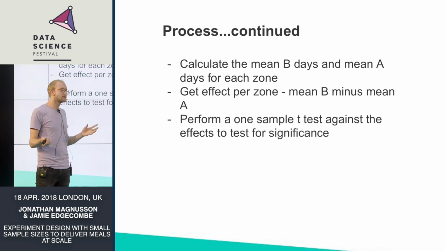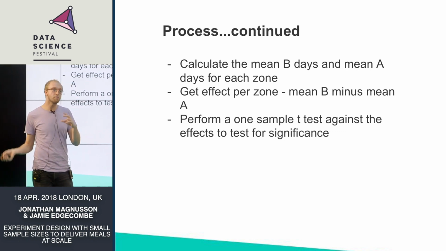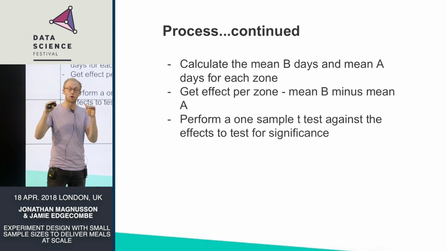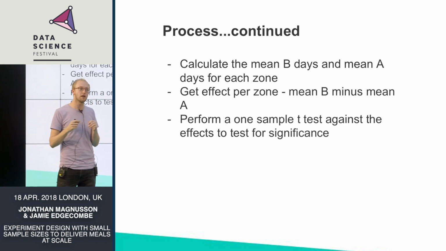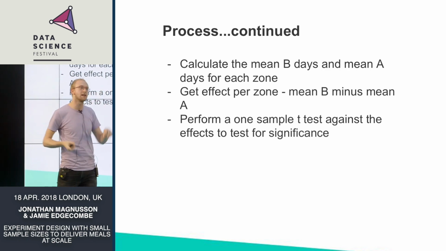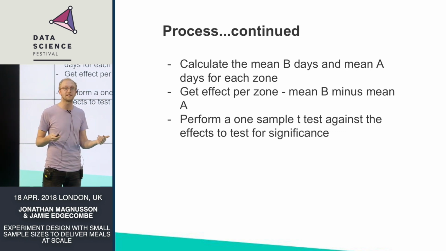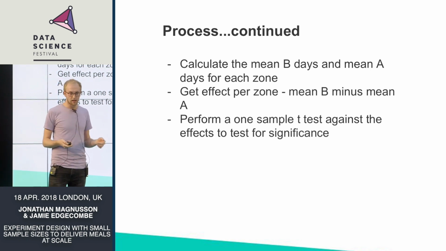And then from there, the process becomes quite simple in some ways, because we just take the mean effect of all of the B days, so when the treatment was applied for each zone, and the mean of all of the A days as well, so when it's in its control condition, and we subtract the A days from the B days to give an effect per zone, and then we simply perform a one-sample t-test on all of these effects and test for significance.